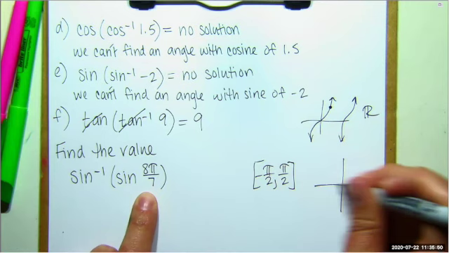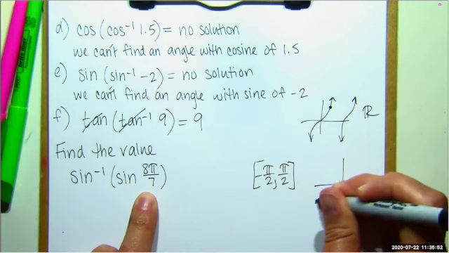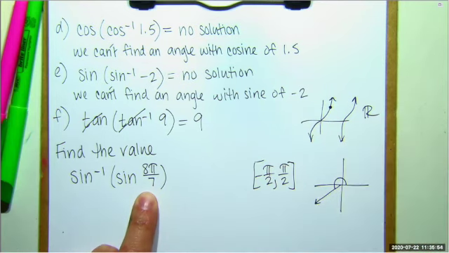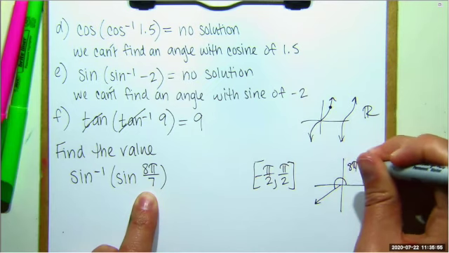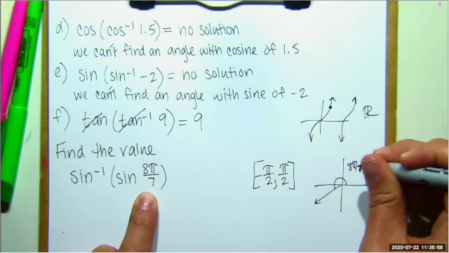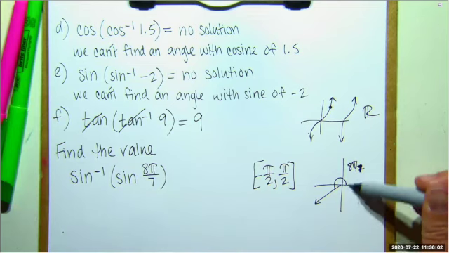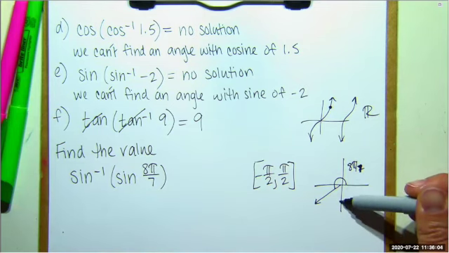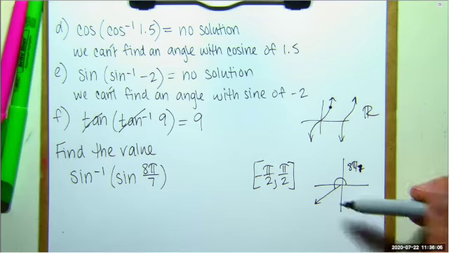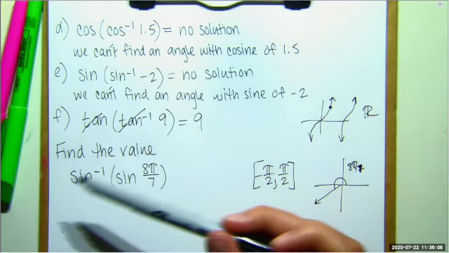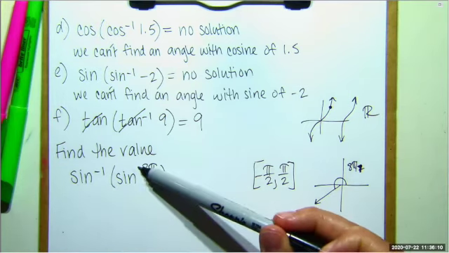8/7 is 1 1/7. So 8 pi over 7 looks something like this. That is certainly not in between negative pi over 2 and positive pi over 2. It's not in quadrant 1 or quadrant 4. Okay, so first question is, do they cancel each other out? And the answer is going to be no.